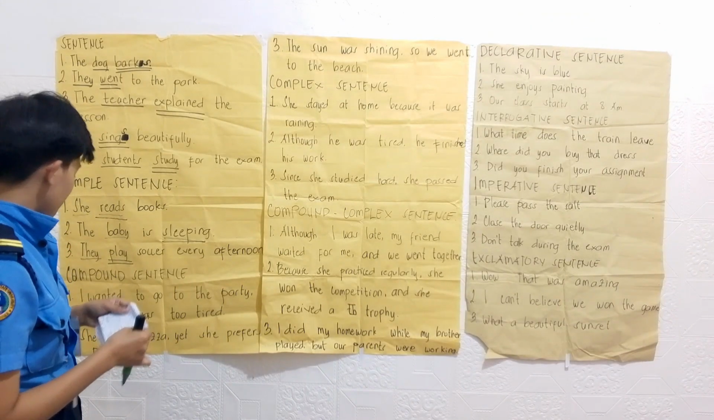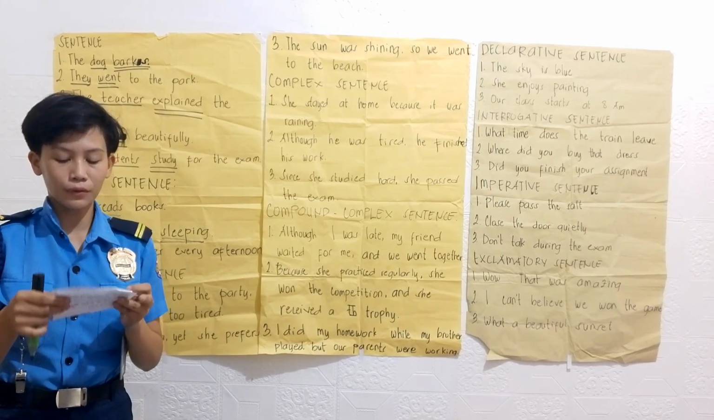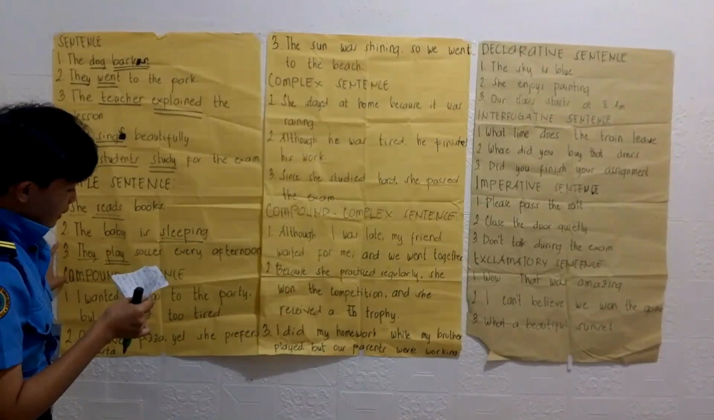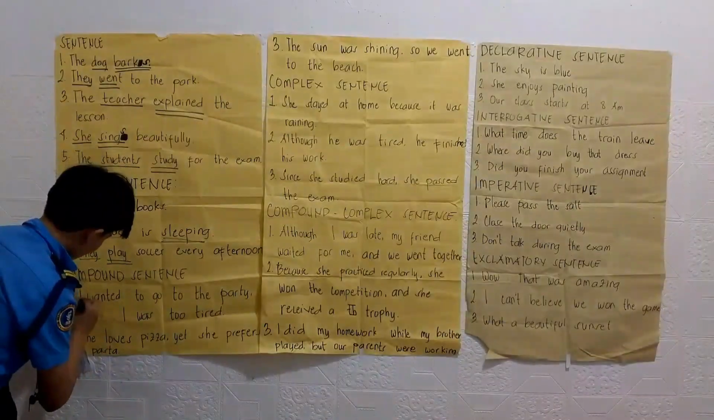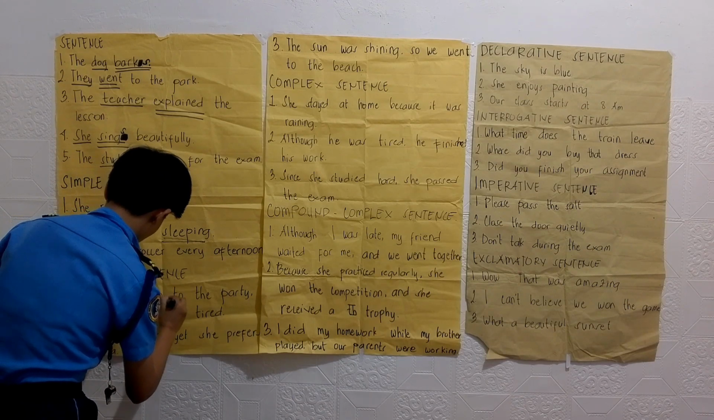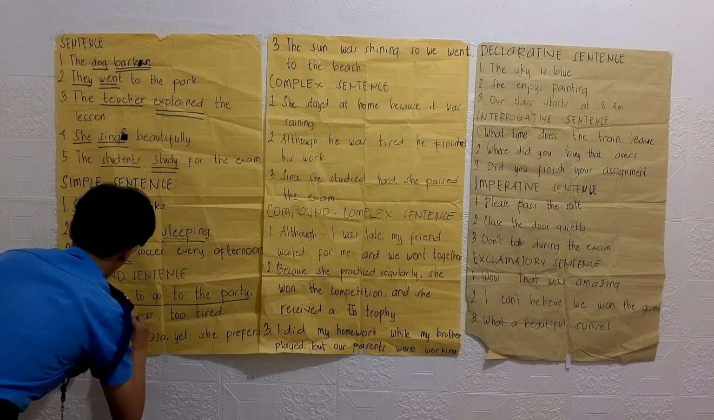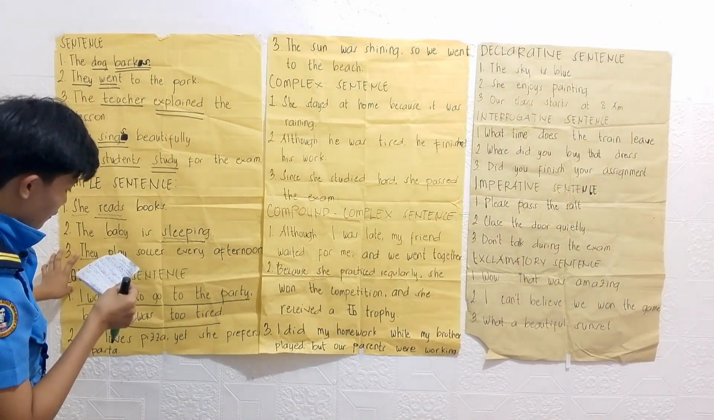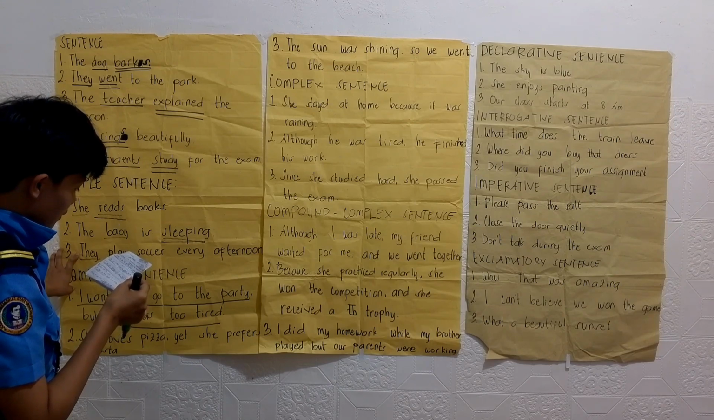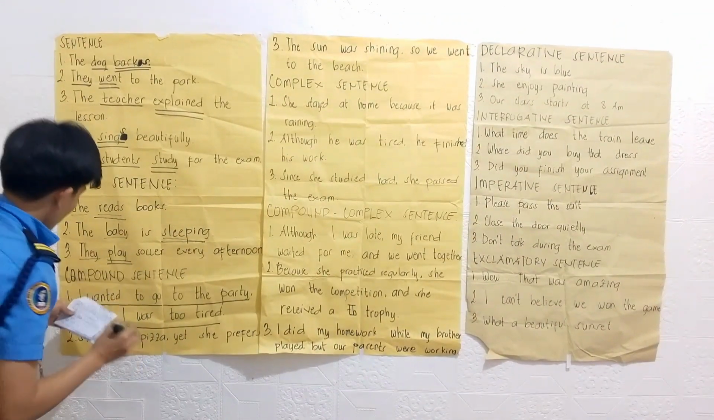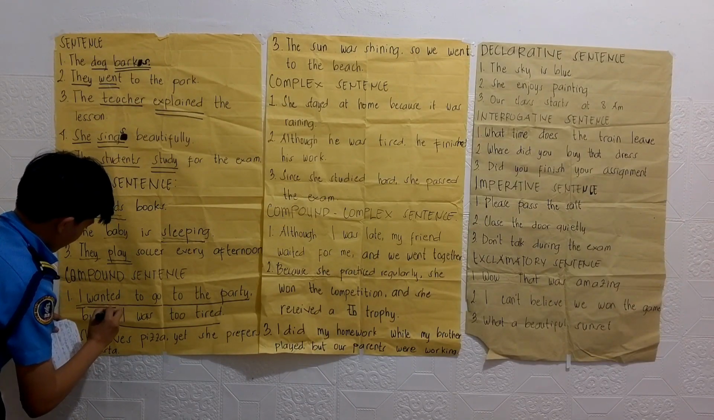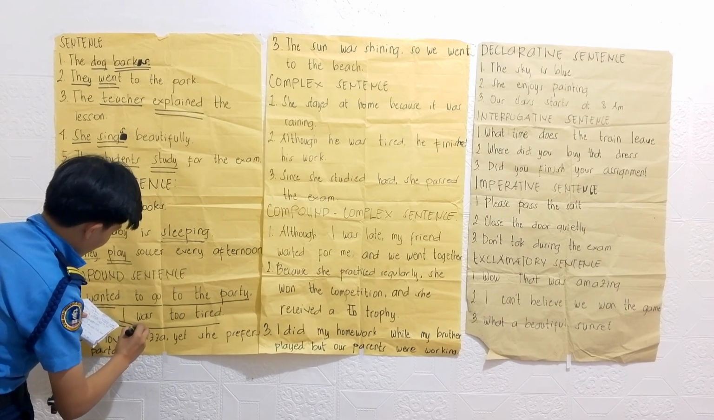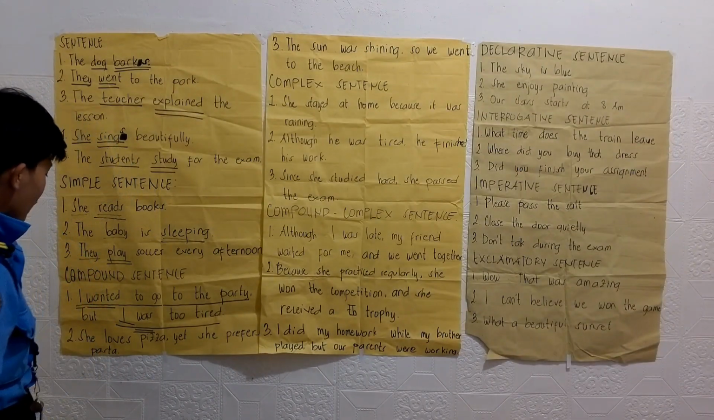Compound sentence. A compound sentence contains 2 or more independent clauses connected by coordinating conjunctions. Now we will identify the independent clauses first. The subject of the first independent clause is I, while the verb is wanted. In the second independent clause, I is the subject and the verb is was. And now let's move on to number 2.